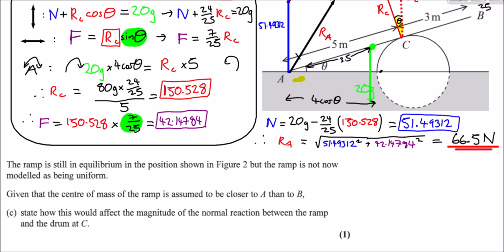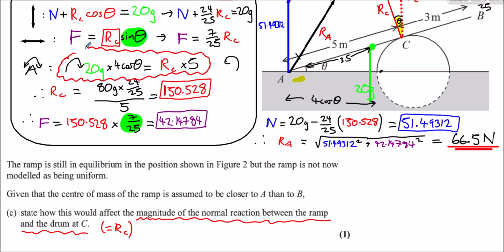Well, the magnitude of a normal reaction between the ramp and the drum, we gave that the letter R subscript C. And if you look here, we've actually got this recipe for working out what RC actually is. So these are the numbers, the values that came into this equation here. But now, if you notice this 4, that 4 came from the idea that the distance of the centre of mass, the distance of the weight from A, the line of force, was 4 cosine theta.